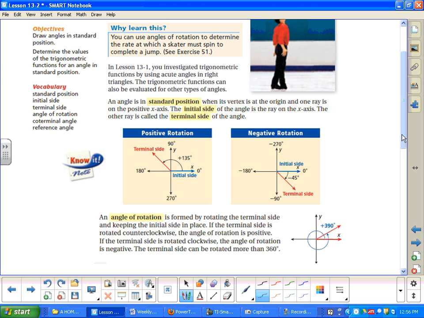All right, remember that. So if we're going counterclockwise, we go 90 degrees, 180, 270, 360, and so on, and it keeps going. Okay, you can go around more than once. Same with negative. Negative 90, negative 180, negative 270, negative 360, and it can keep going. Negative 450, negative 540, and so on.